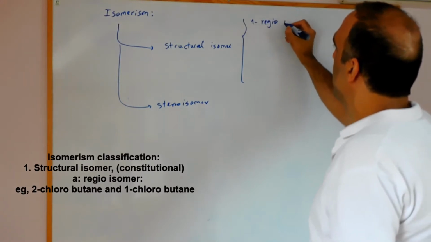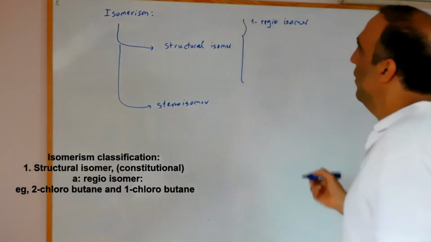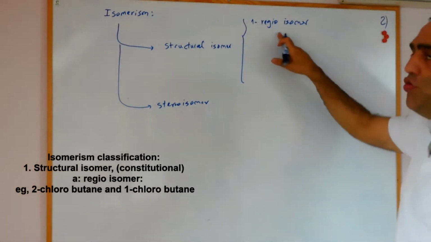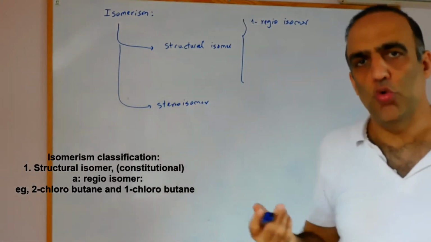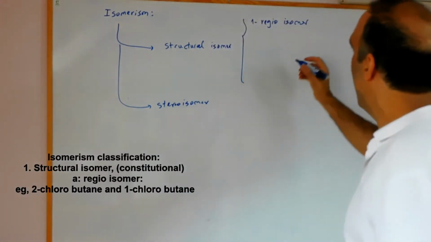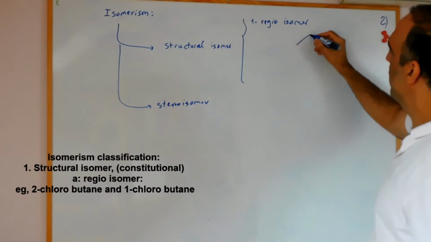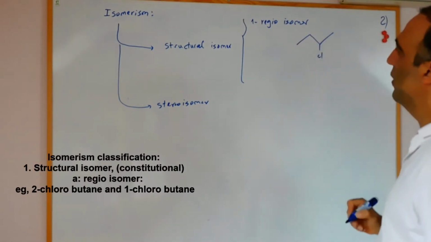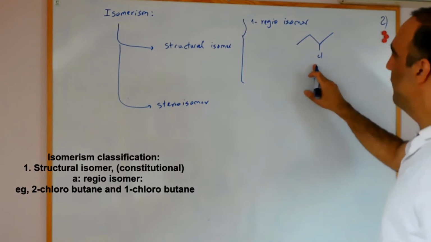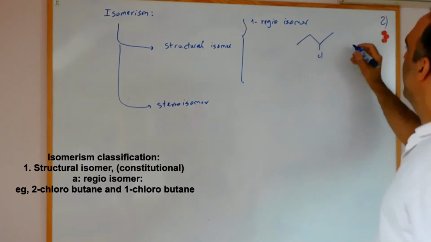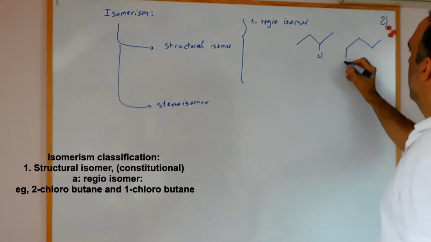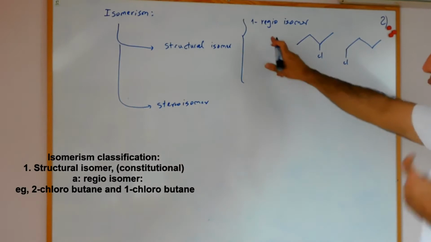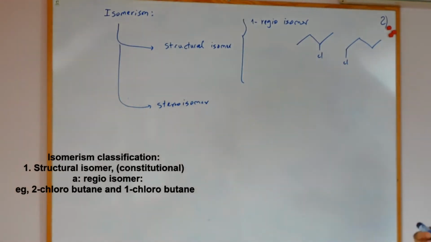Regioisomer. Okay, as you see in the regioisomer, the position of the functional group or compound is different. For example, I have this compound, 2-chlorobutane, and I have another compound, 1-chlorobutane. They are regioisomers because the position of the chloride is different in these two compounds.